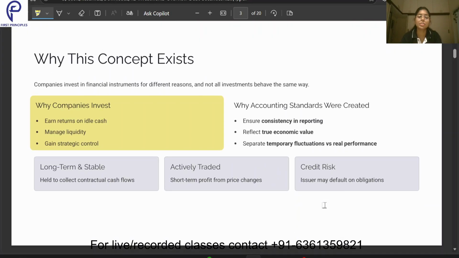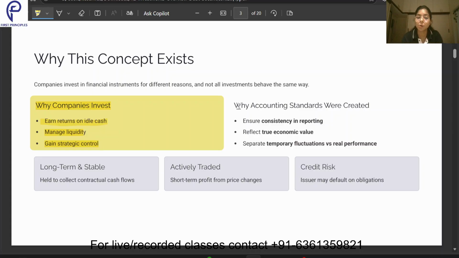Then coming to the question of why this concept exists. Why do companies invest? First of all, when companies have excess money, they want to earn returns on idle cash. Whatever excess cash they have, on that they want to earn some money. Then, in order to manage liquidity, excess money that is not needed makes the company more liquid, so they invest it somewhere in order to show that they have more current assets. Then, in order to gain strategic control, they can use the money wisely. That's how they showcase this with the help of investing the money.